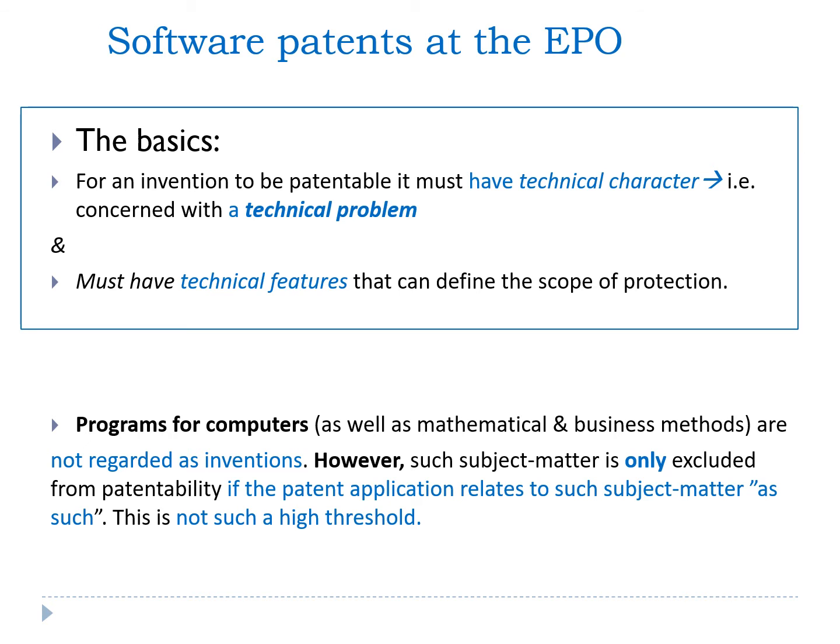Let's have a look at patenting software patents, or at least so-called software patents, at the European Patent Office. If I go back to the basics, and I already pointed this out, you need to have a technical solution, so you must have technical features that define the scope of protection, but you also need an objective technical problem. Another thing that is super important is that, per se, programs for computers are not regarded as inventions. However, such subject matter is only excluded from patentability if the patent application relates to such subject matter as such. And we'll see that this is in reality not such a high threshold.